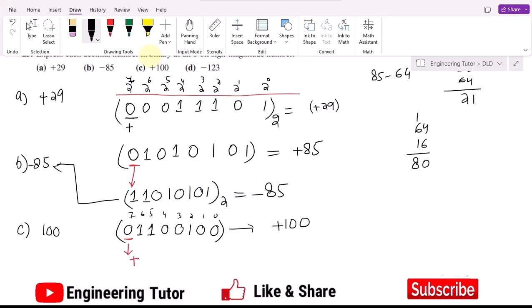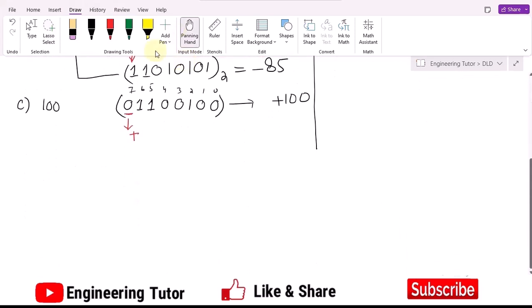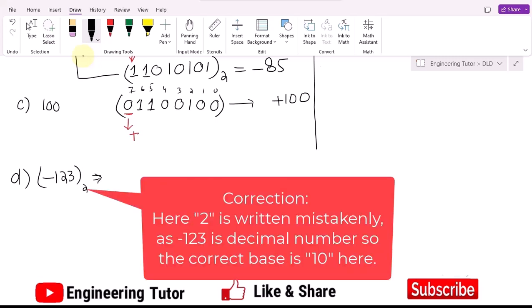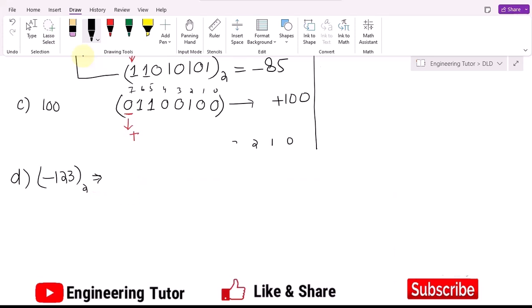In order to represent the minus 123, let me solve it here. So part D of my question, minus 123. In order to represent it with binary numbers, here I will have 0, 1, 2, 3, 4, 5, 6, 7. These are all the powers of 2.